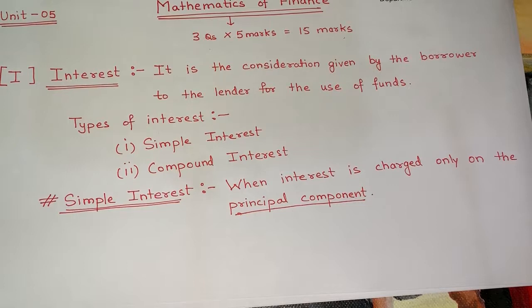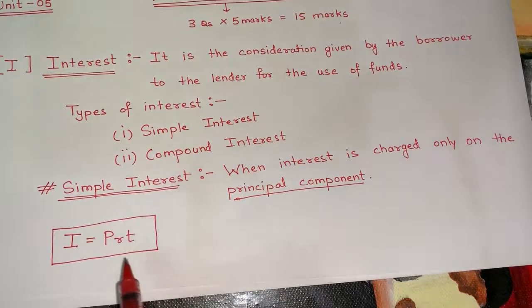When we talk about principal component, we are talking about the money which the borrower has actually taken from the lender. So the formula for simple interest is P into R into T, where P stands for principal, R stands for annual rate of interest, and T stands for time.